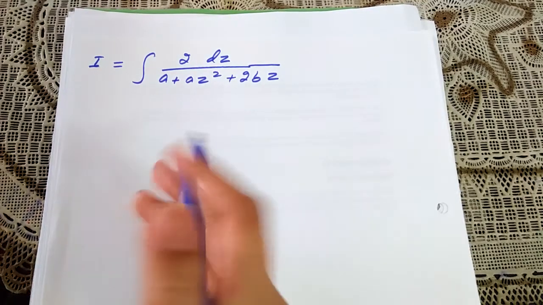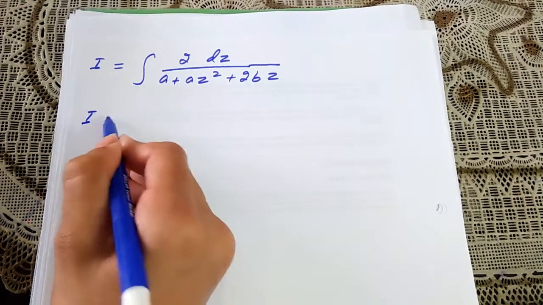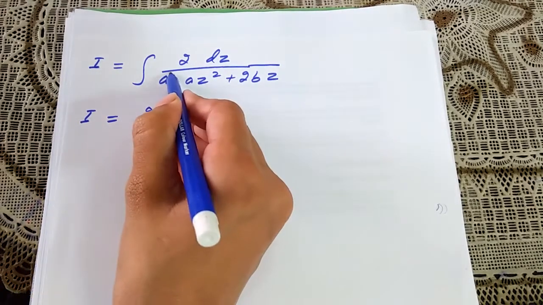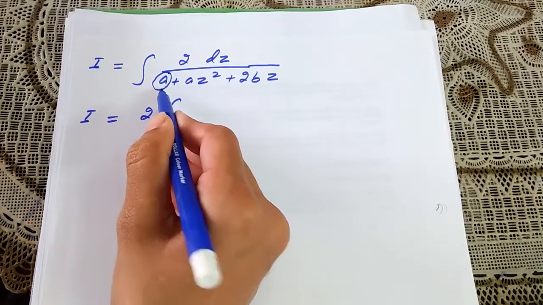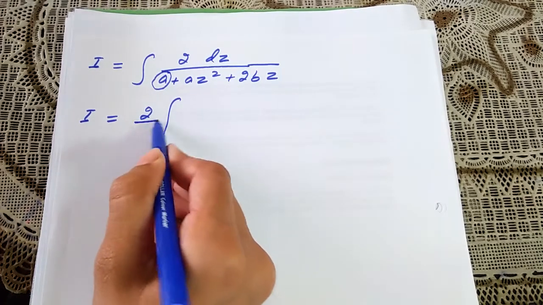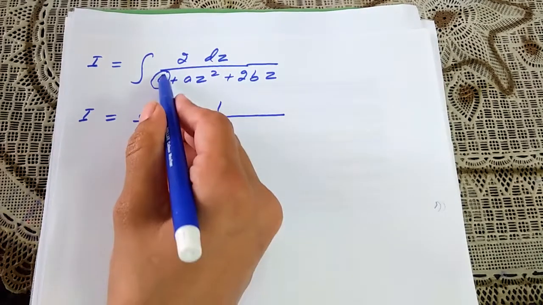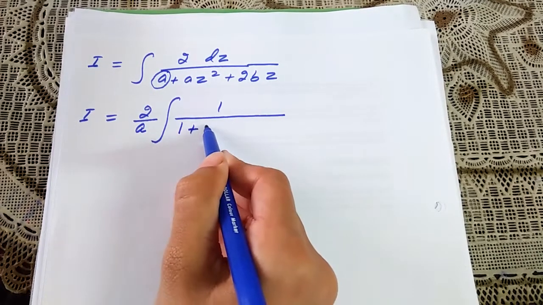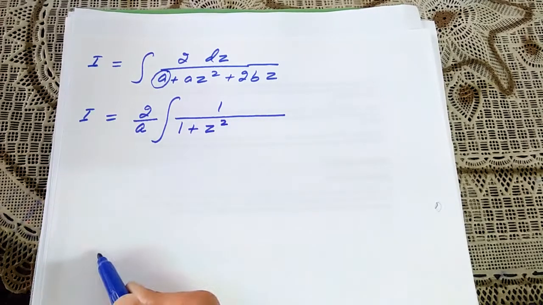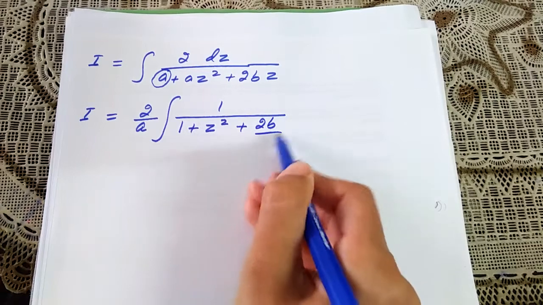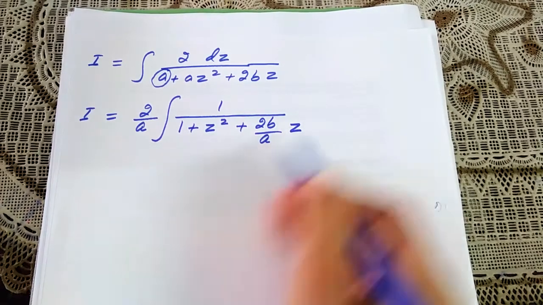Now using completing square method, I is equal to, take the common outside. I am also taking this a common outside. So this will be 2 over a. Now inside will be left with 1 over, here I will get 1 plus z square, and here I will get plus 2b over a z.